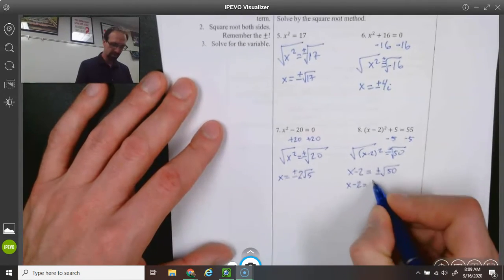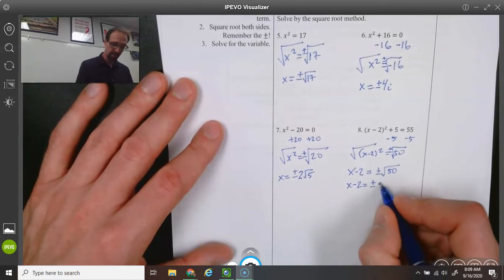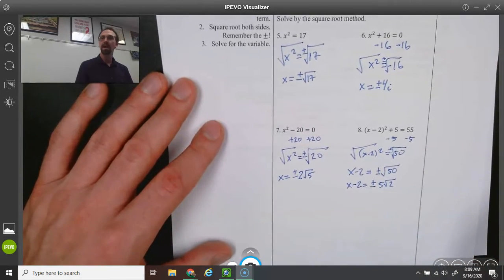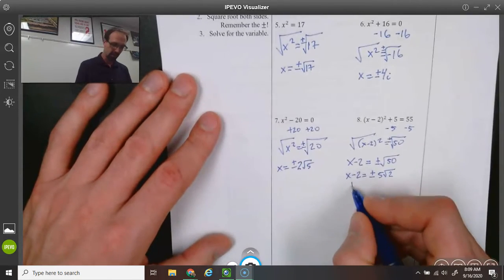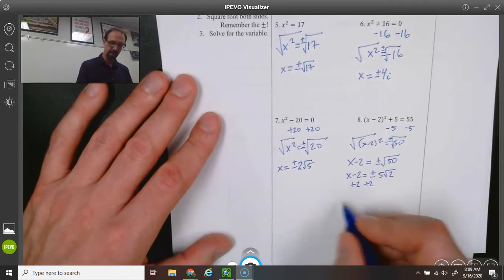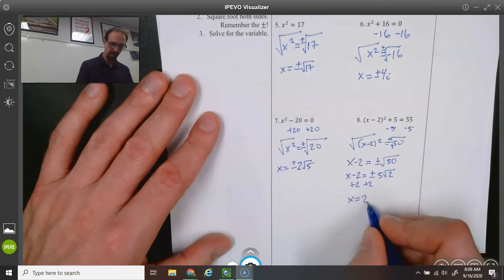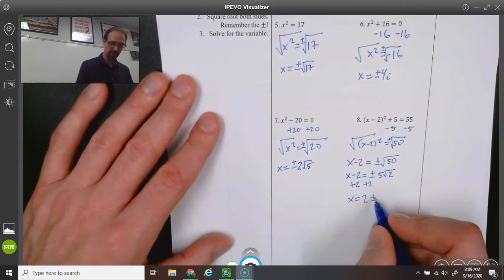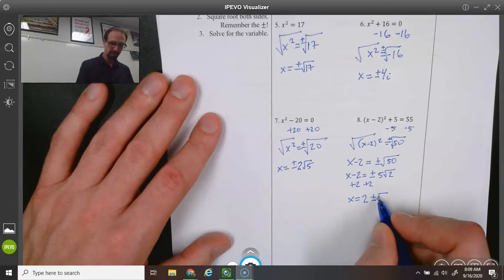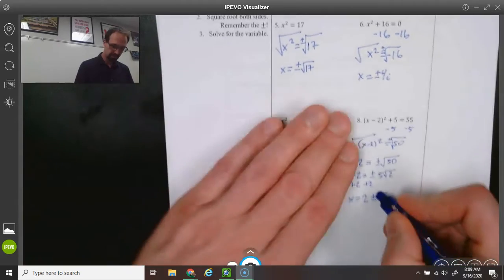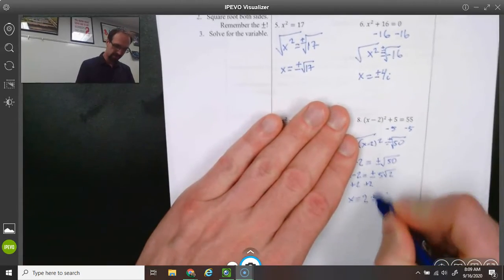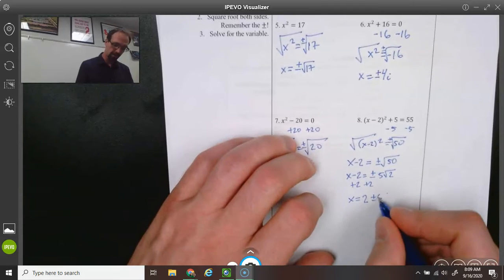So x minus 2 is equal to plus or minus 5 square root of 2. Now, I don't have x by itself. I need to add 2 on both sides. Normally when you do that, you put the 2 in front of the plus or minus symbol to show that you have x equals 2 plus or minus 5 square root of 2.